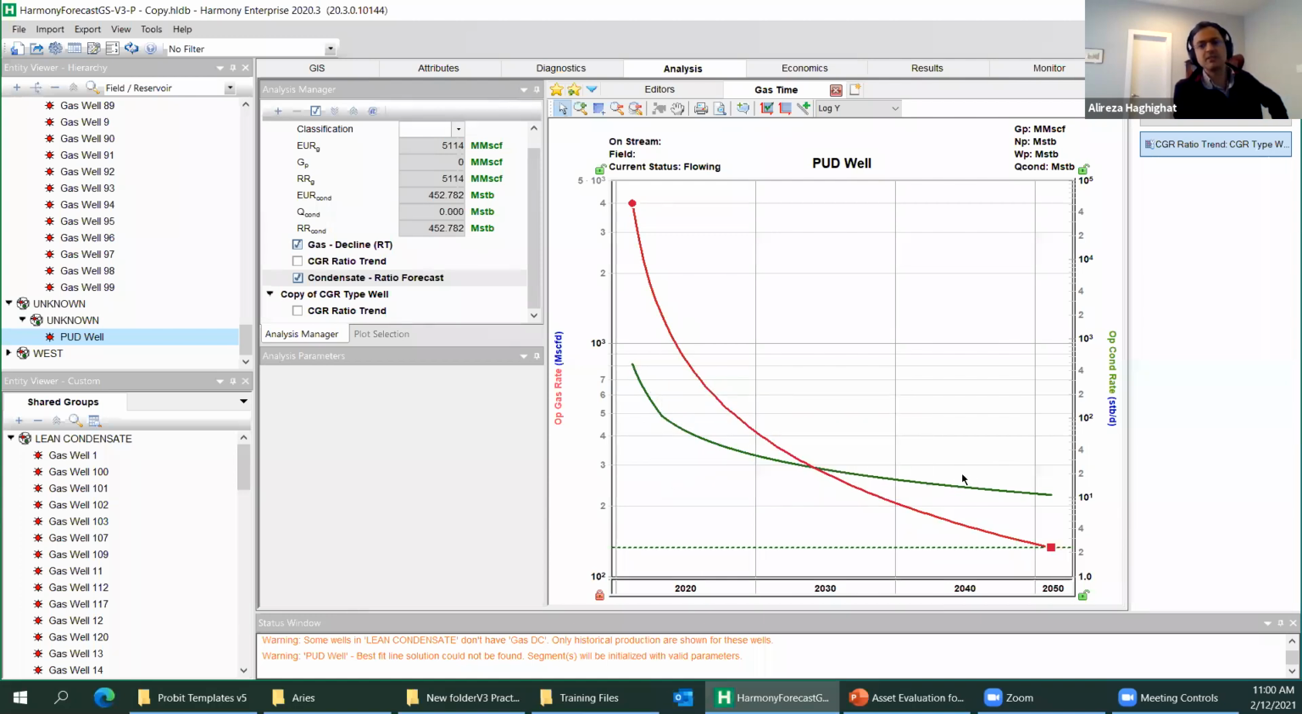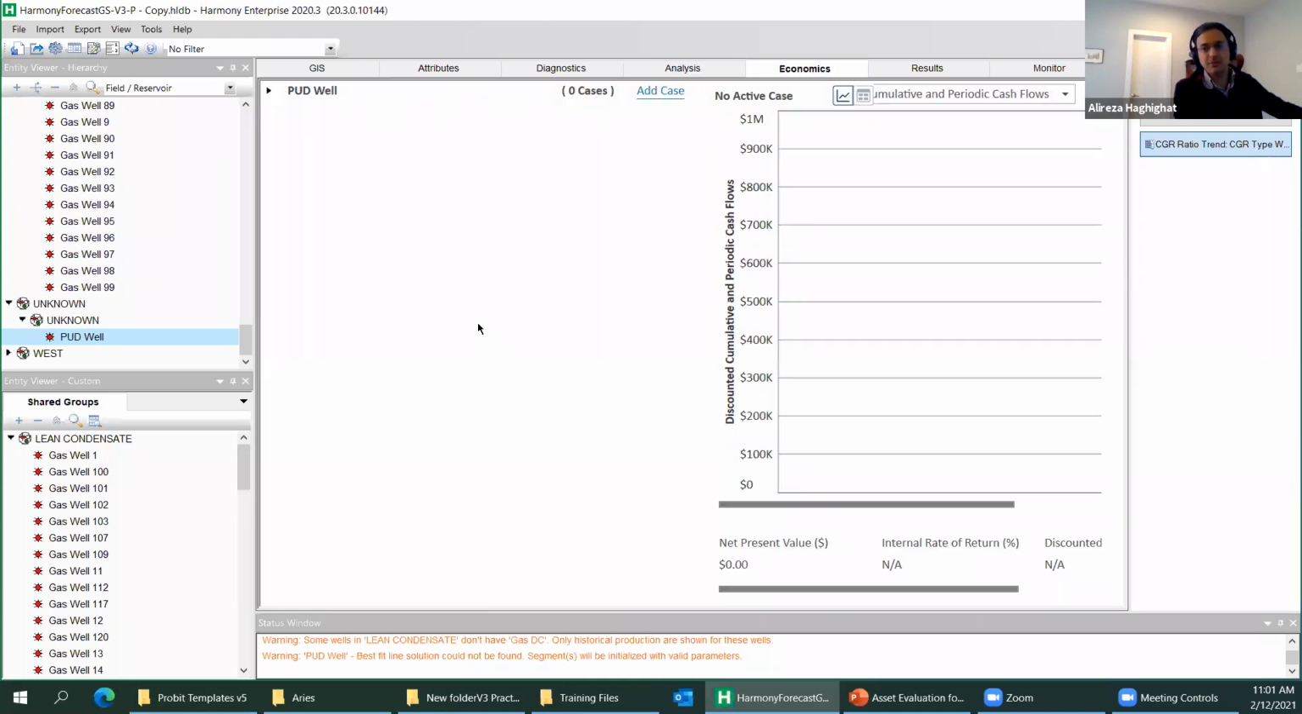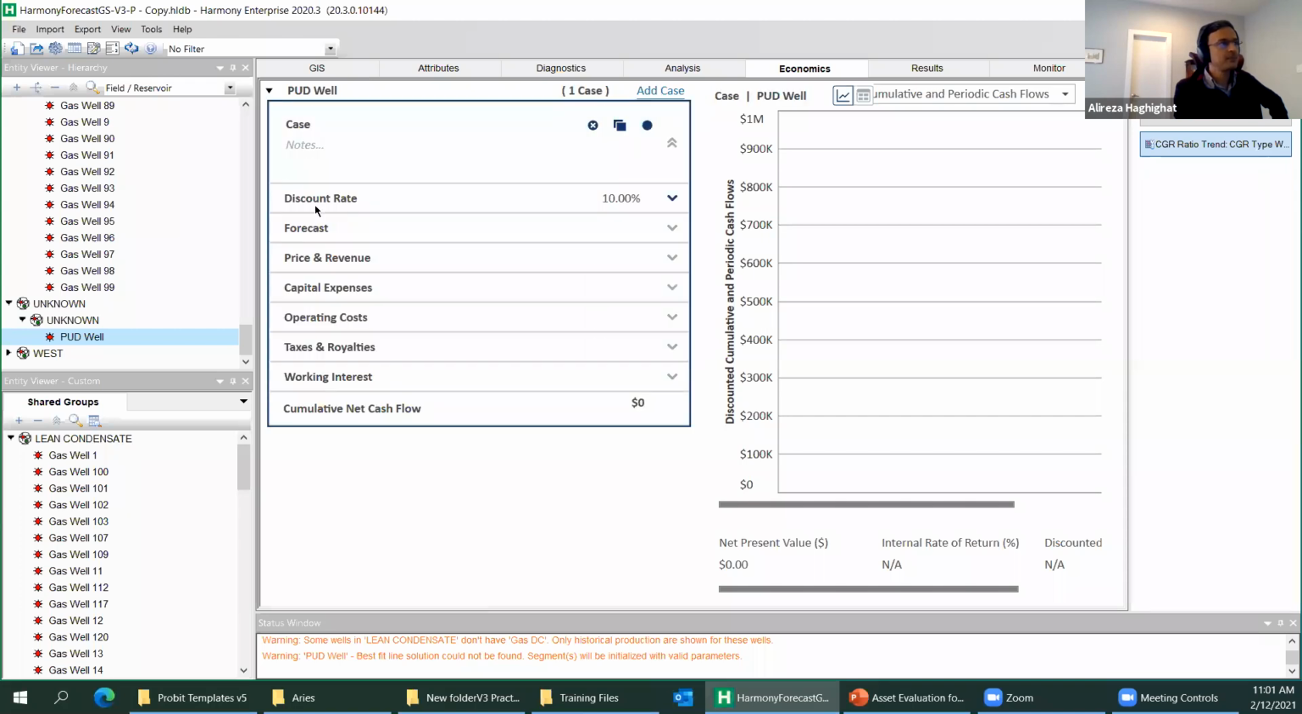At the end, we want to see how much money we are going to make for drilling this new well. Does it worth to drill this new well, and how much money we can make? I can go to the economics part and let's assign some economical parameters to this well to calculate the total money that we are going to make and rate of return. So I add a new case.